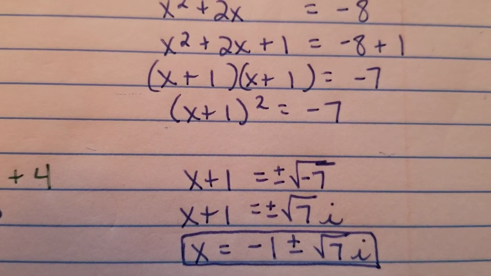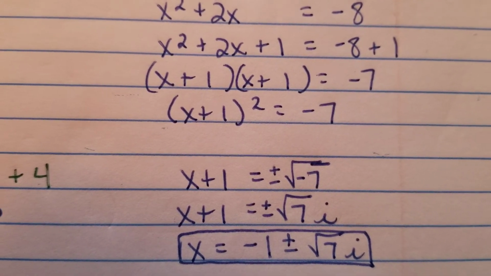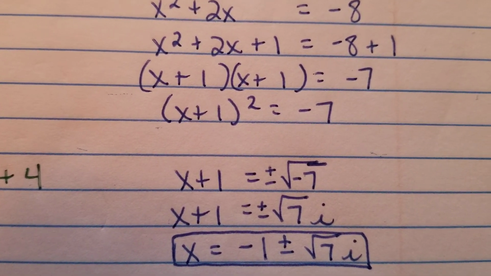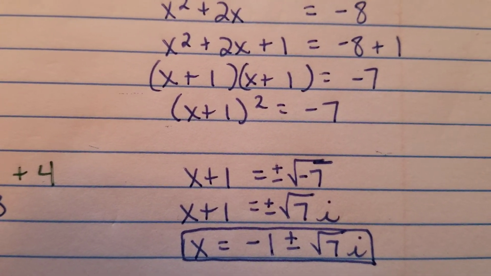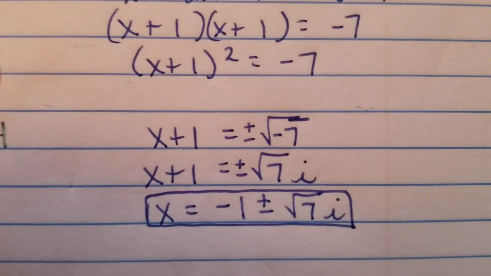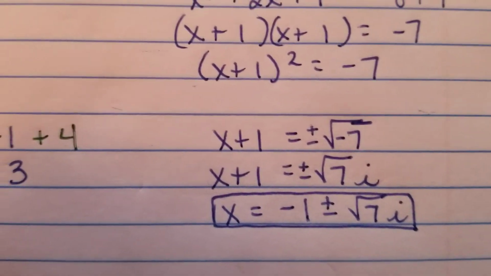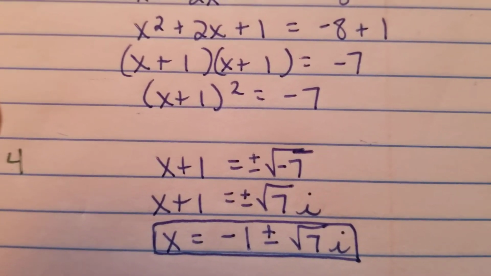In this case, we're going to have 2 imaginary solutions because we have a plus or a minus, but because we have that i there, which indicates it's an imaginary number, that means we have 2 imaginary solutions, or 2 non-real solutions would probably be the better way to say that. All right, and that's numbers 3 and 4.